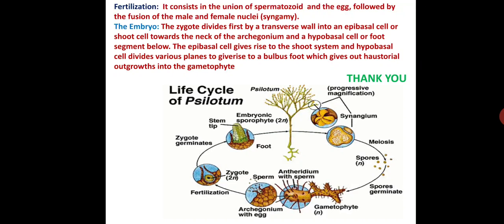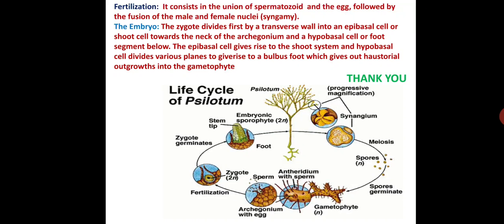Friends, lastly we discuss the life cycle of Xylotum. The Xylotum plant is sporophytic and it reproduces by spore production. Spores are developed in a specialized structure, the synangium. Synangium is a trilobed structure. Each synangium is trilocular in structure. It contains a number of meiospores.